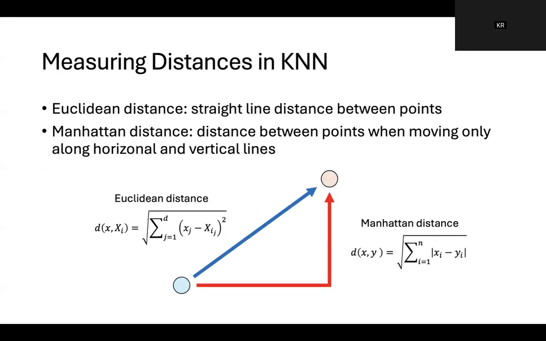There are multiple ways to measure distances in k-nearest neighbors. Here are two common ones. The Euclidean distance, which is the straight line distance between 2 points, represented by the blue arrow and the leftmost equation, and the Manhattan distance, the distance between points when moving only along horizontal and vertical lines, represented by the red arrow and the rightmost equation.